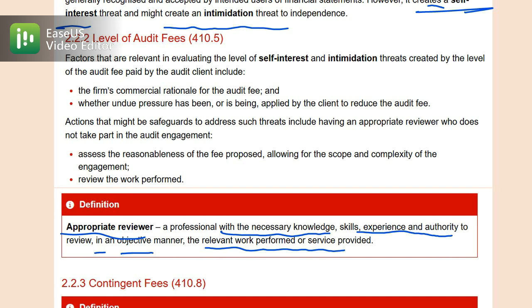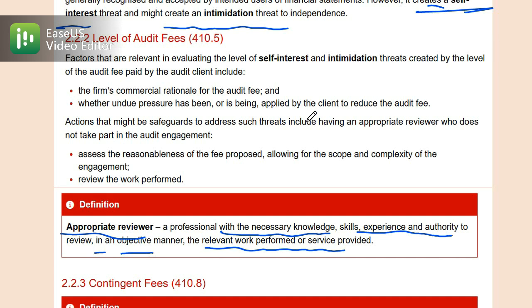So, an appropriate reviewer is someone not involved in the audit, who checks whether the fee is reasonable given the scope and the complexity of the work. That reviewer can also look at the audit work itself to ensure that quality isn't compromised. An independent check helps balance the situation.